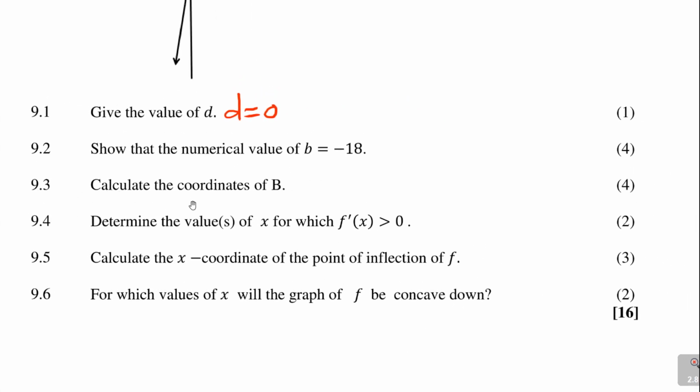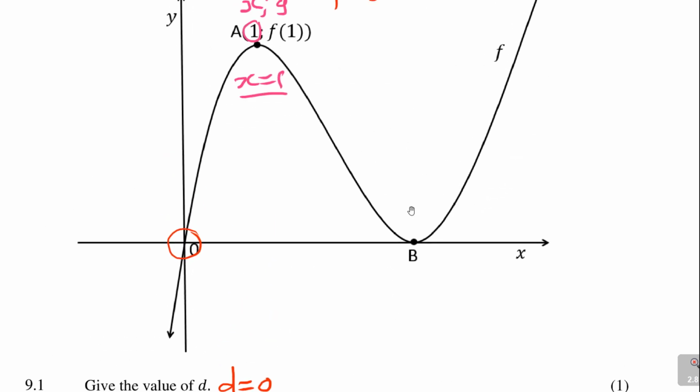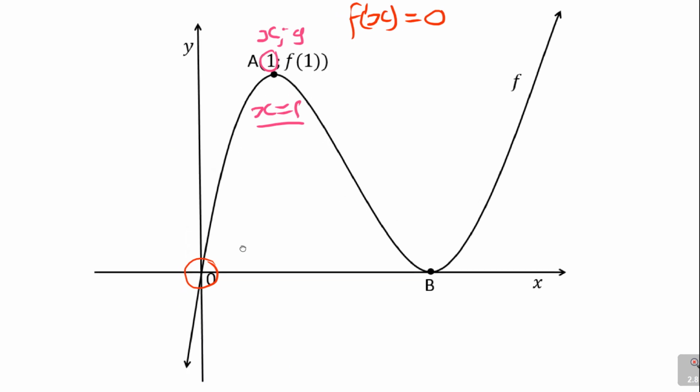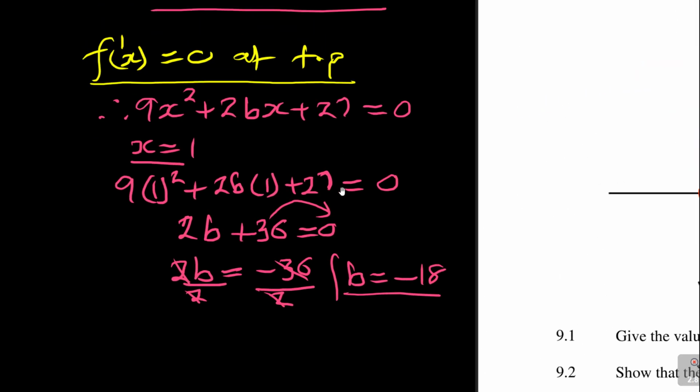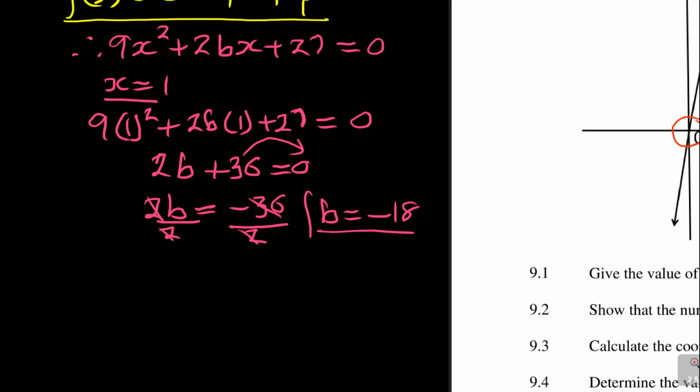Now calculate the coordinates of B. That's the next question. Here they want us to find the coordinates of B. So we've got two coordinates. We're still talking about the turning point, you see. So on the turning point, you know b is negative 18.